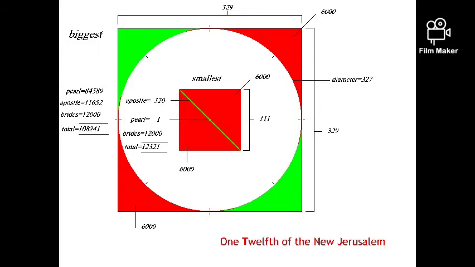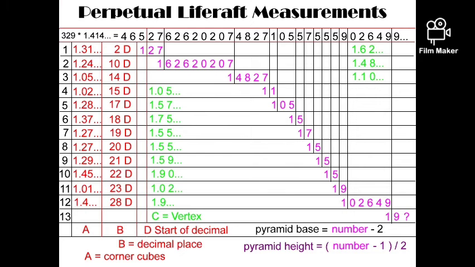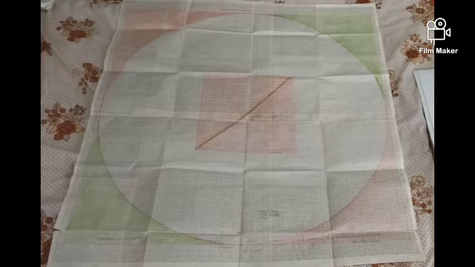The cubes are placed next to each other and all have a value of 1. So the width and breadth of this square is 329. The length of the diameter line of this square is 329 multiplied by the square root of 2, which is 1.4142... The total is 465.2762... meaning it's infinite.